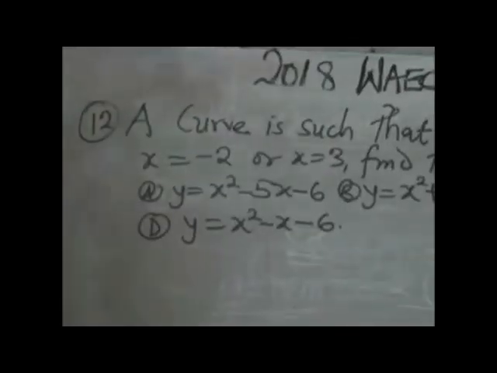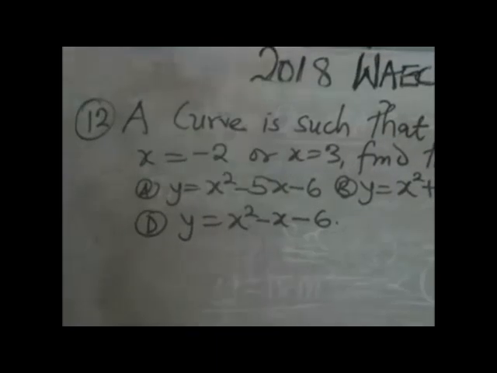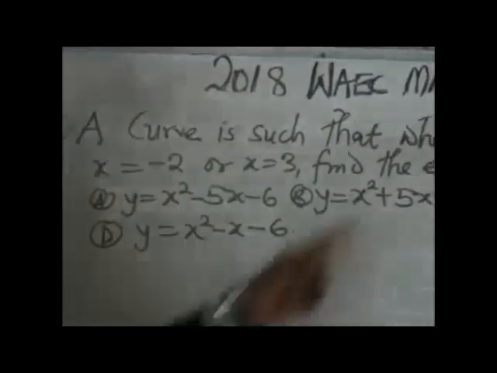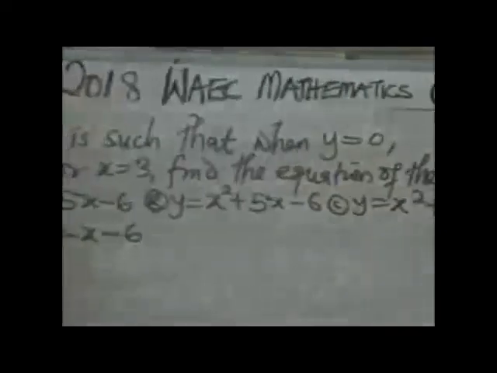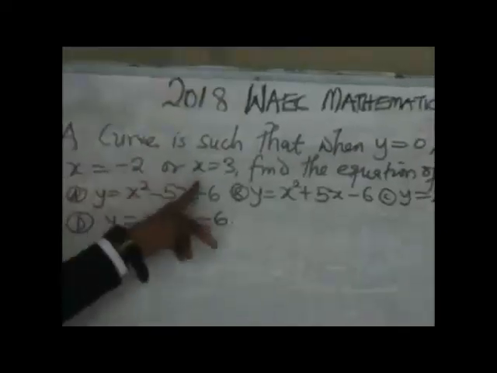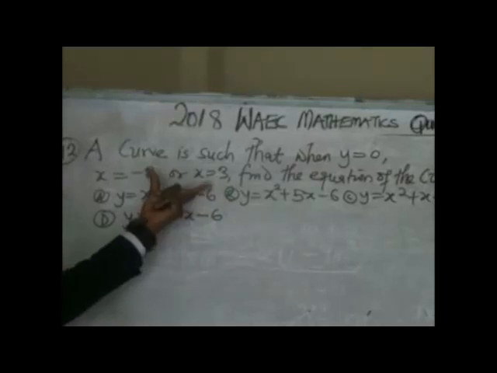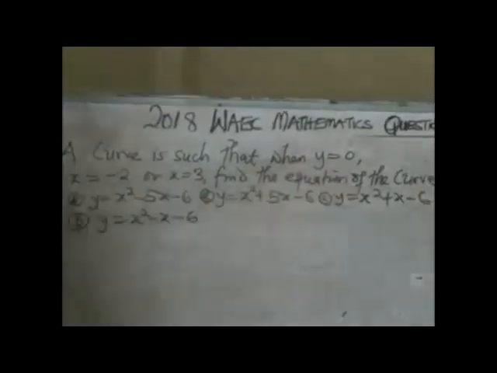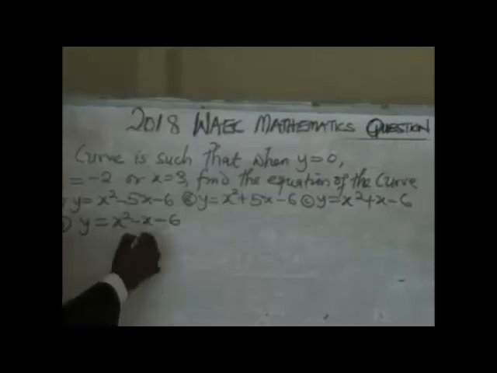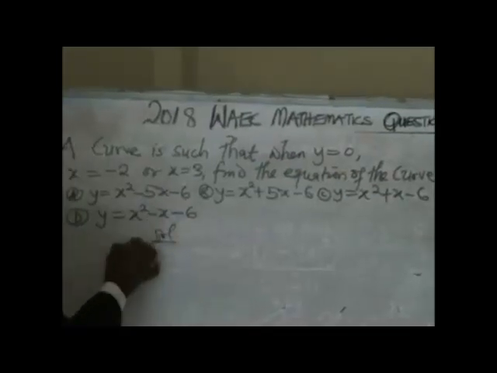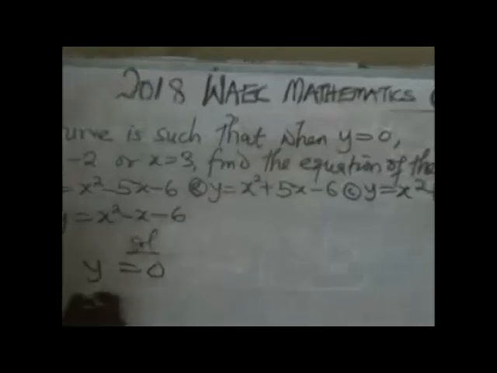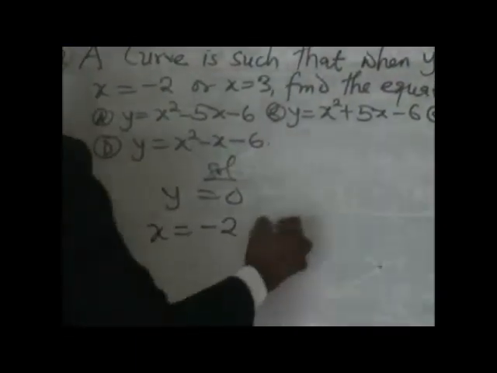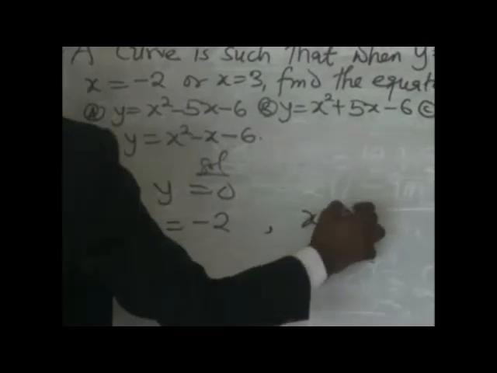Alright, this is question 12 of the 2018 WAEC mathematics questions. It states a curve is such that when y equals 0, x equals minus 2 or x equals 3. These are the roots of the equation we are asked to look for. So find the equation of the curve. Now we are given this information that y is equal to 0. We are also given that x equals minus 2 and also x equals 3.